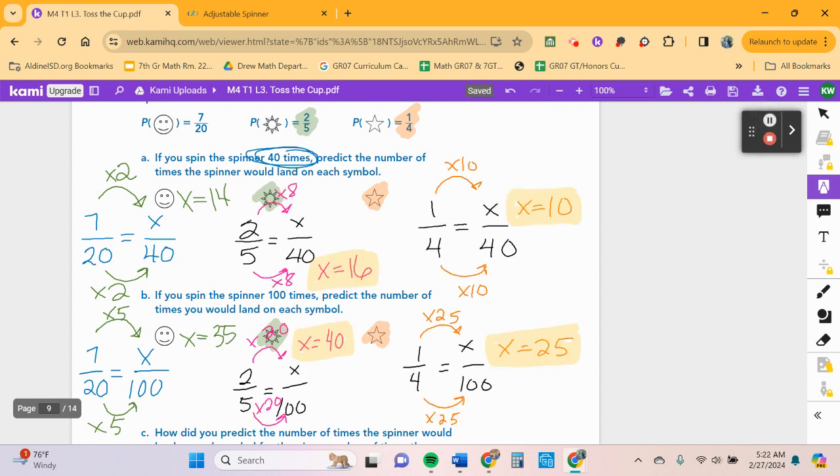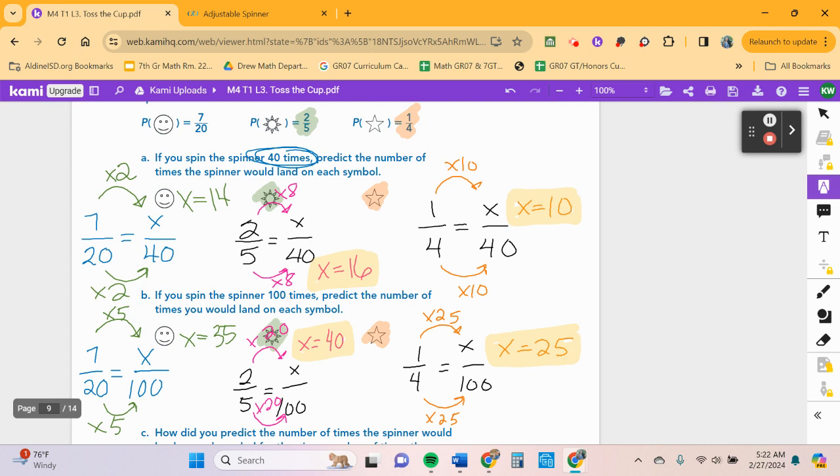Alrighty, now that you've had time to work, let's compare answers. Looking at the sun first, if the spinner was spun 40 times, then we can predict that it'll land on the sun 16 times. We scaled up by 8. 5 times 8 gave you 40. So what we do at the bottom, we must do to the top. 8 times 2 is 16. And if we spun it 100 times, well, 5 to get to 100, we can multiply that by 20. 5 times 20 gives you 100. 2 times 20 gives you 40.